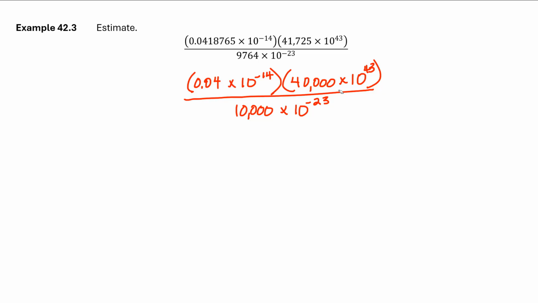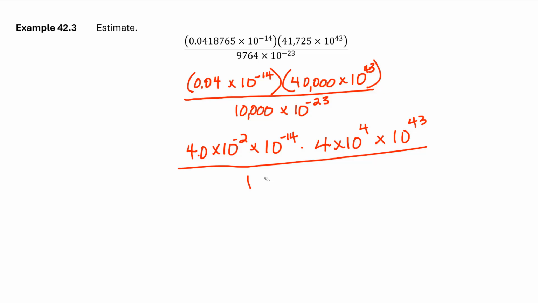All right, so now I'm going to write everything in scientific notation. 0.04 is 4.0 times 10 to the negative 2. We've got 10 to the negative 14. And we've got 4 times 10 to the 4th for 40,000. And then we've got another 10 to the 43 here. And then on the bottom, we have 1 times 10 to the 4th times 10 to the negative 23.